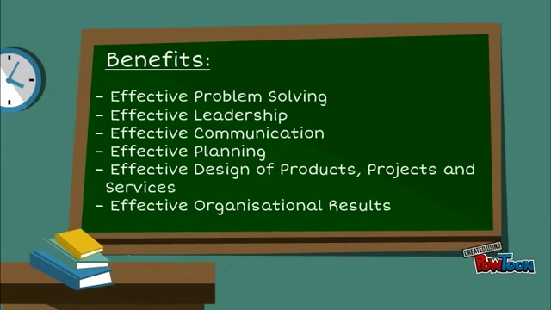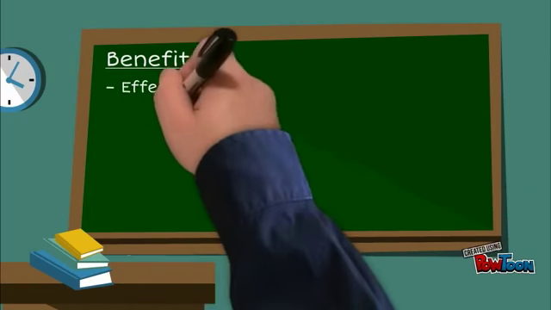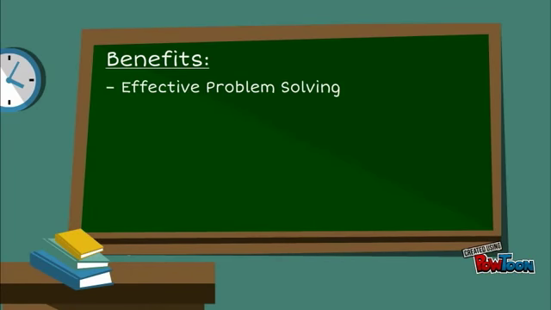The benefits of an open systems approach include effective problem solving, effective leadership, effective communication, effective planning, effective design of products, projects and services, and effective organizational results. With an open systems approach, you're able to gain more effective problem-solving skills because you're not simply focusing on the problems caused by something, but on the processes and the procedures that enable the problem to arise. So the focus is not only on the variable involved, but the environment in which the problem arises and how to then solve this for the big picture.